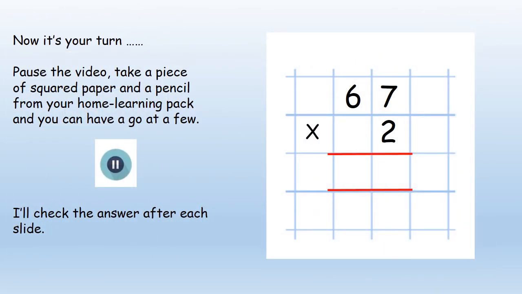And now it's your turn. Pause the video, take a piece of squared paper and a pencil from your home learning pack, and you can have a go at a few. Pause the video while you do this first one, 67 multiplied by 2. And remember to use the columns correctly and to put one digit in each square. I'll check the answer after each slide.